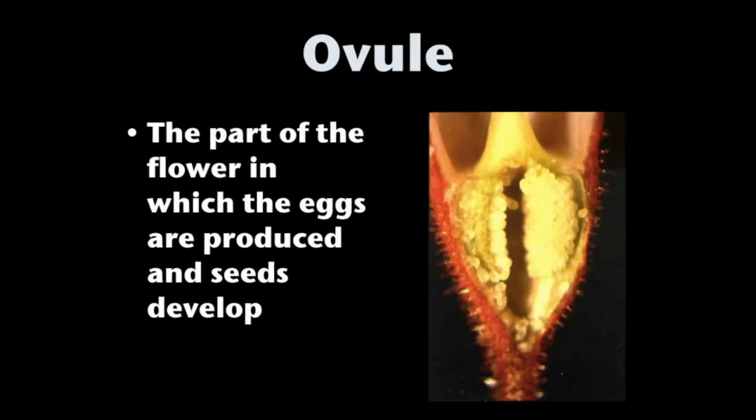The ovule, as I just said, produces the seeds. These are like the eggs. So the pollen is like the sperm, the male gamete. The ovule is the egg, the female gamete. When the ovule becomes fertilized, it produces a seed. The ovary will then swell, producing fruit.